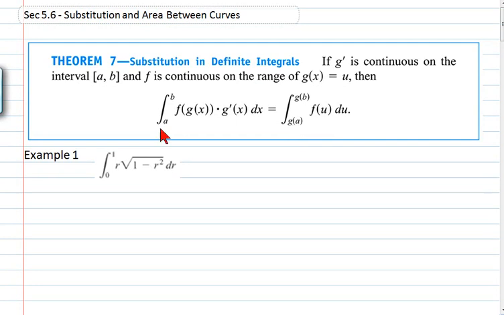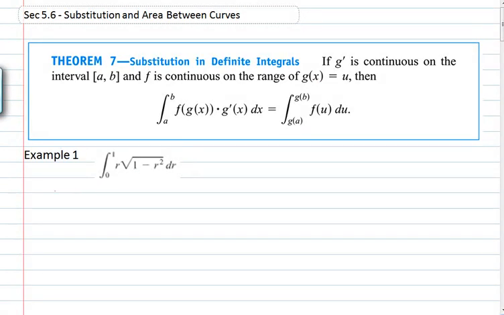And when we have bounds on our integrals, all we do is take that lower bound in the original problem, plug it into what we let u be equal to, and that'll give us a new lower bound. Take your upper bound, plug it into what we let u be equal to, and that gives us our new upper bound, and we don't have to switch back to the x in the problem. Let's look at example 1 here. I think you're going to find that you like this much better.